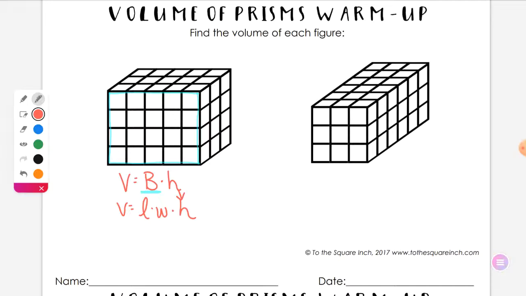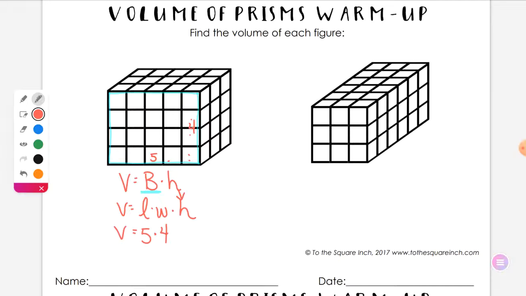Harper, what is my length of my base shape? So she's counting this 1, 2, 3, 4, 5. So we label that 5. We'll substitute it in. Width of my base shape? Ella? 4. 1, 2, 3, 4. Let's label it. Fill it in.